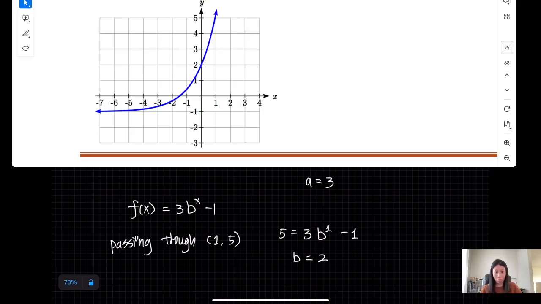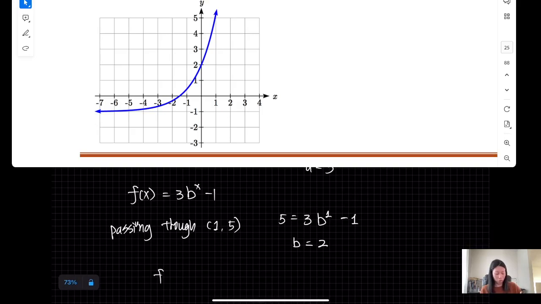So that means our function for this graph is going to be f(x) = 3 times 2^x - 1. Remember, put the parentheses next to the 2, otherwise your function may look like 3 2^x - 1. It looks more like 13 times 2 to the x power instead of 3 times 2.